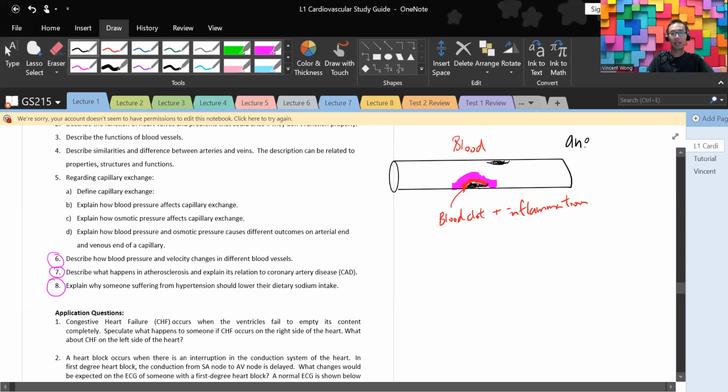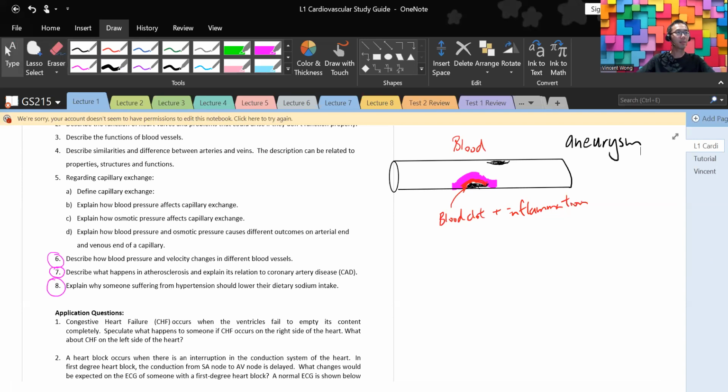Anybody know what that is? Aneurysm. Anybody have heard of that before? So, yeah. Do you want to explain what that might be, Donna, or you? Oh, sorry to hear that.